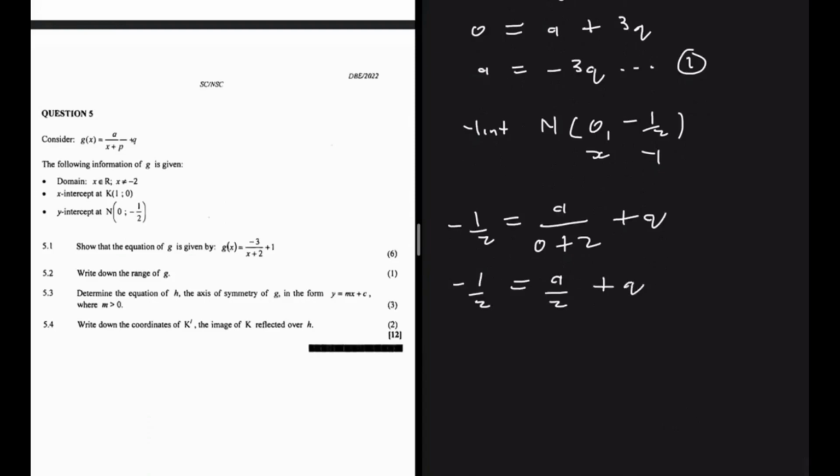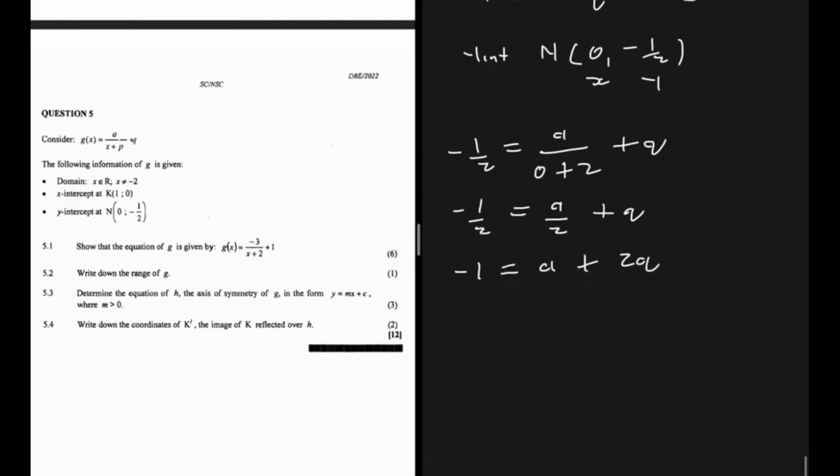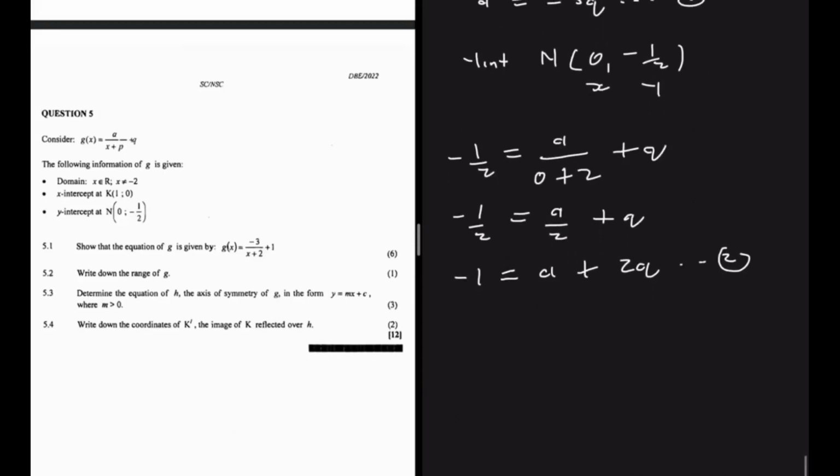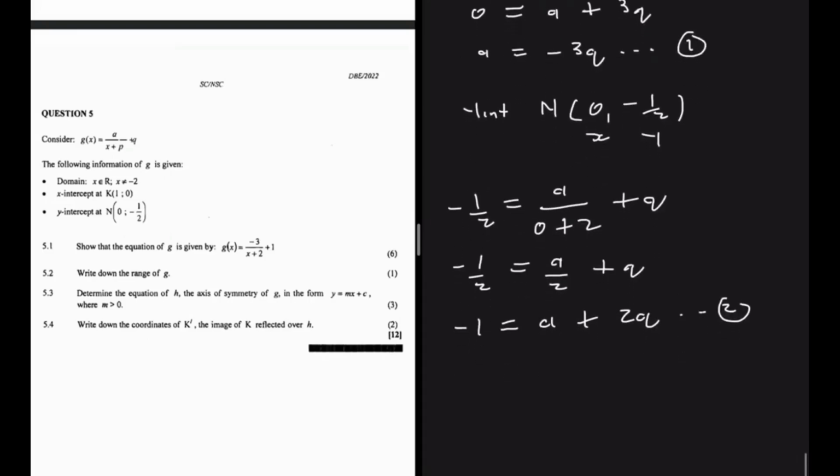Again, I have fractions and I don't want fractions in my life, and then I can see that if I multiply by 2 I can solve that problem. So I'm just going to multiply everything by 2. I'm going to get minus 1 equals a plus 2q, and then this is equation 2, right? So I can substitute a here, and then the only variable I'll have is q, and then I can solve for q and then go back and solve for a. So I'm gonna sub equation 1 into equation 2.